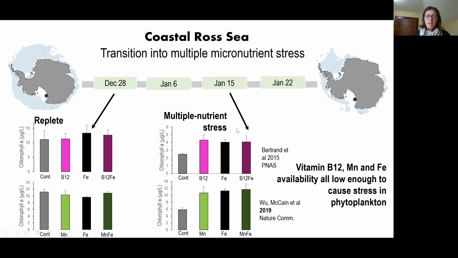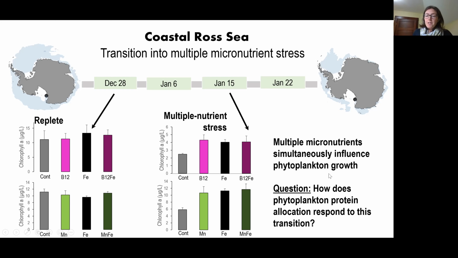What this suggested to us is that the plankton were replete for these micronutrients at the beginning of our time series, and then they became stressed for lack of multiple micronutrients at the same time, so B12, manganese, and iron. Those were all impacting phytoplankton and causing them some stress towards the end of this growing season here. So our question is, how does phytoplankton protein allocation respond to this transition? And what strategies are these phytoplankton using to succeed, even though they're growing into this period of stress here?